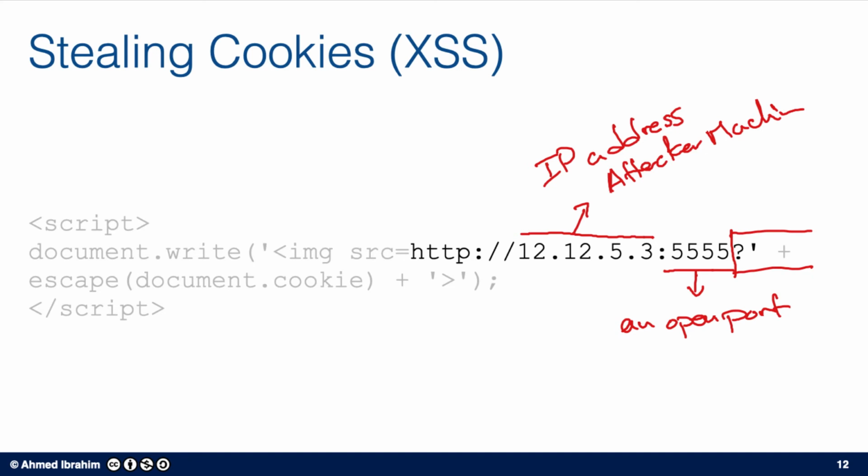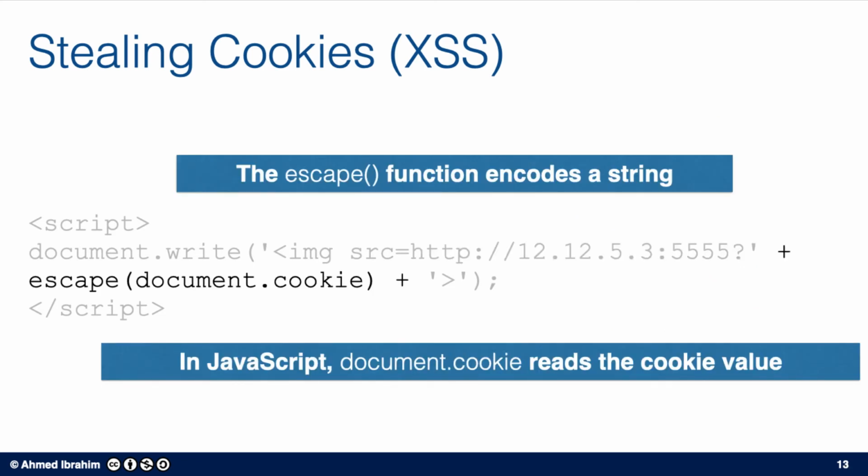The question mark just says that there is some remaining part after the IP address and the port number. The remaining part is this part that says, I want to retrieve the document cookie. In JavaScript, document.cookie reads the cookie value that corresponds to this page. And the escape function encodes this document value into a string such that it can be appended to this URL that we're using.